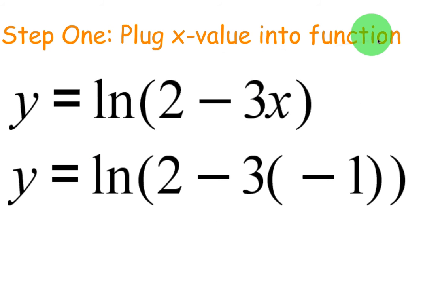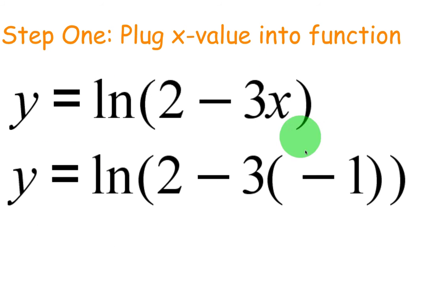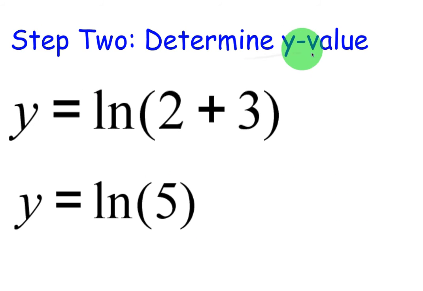Step 1 is to plug the x value into the function. So we want to figure out the equation at x equals -1, so we're going to plug in -1 for x. So this is going to be 2 plus 3, right, which is 5. So therefore, the y value would be natural log of 5. So our point will be -1 comma natural log of 5.